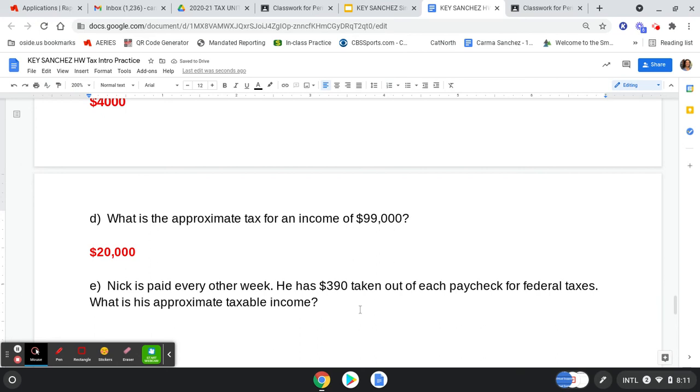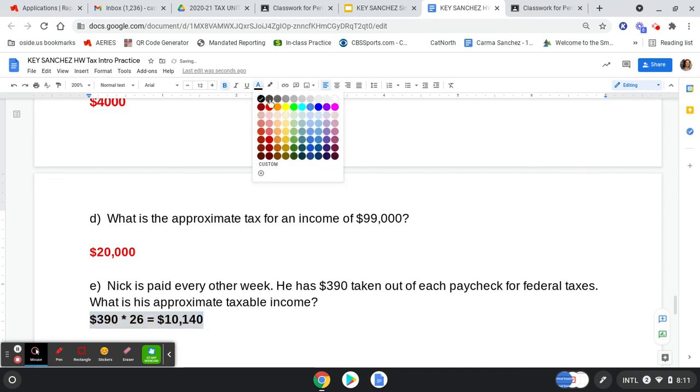Nick is paid every other week. He has $390 taken out for federal taxes. And so we need to calculate the full amount that's coming out as a tax amount. So $390 is coming out every other week, so that's being paid 26 times per year, or bi-weekly. So go ahead and take your calculators and calculate this amount to get the full tax amount. So I'm getting 10,140. How'd you do? And so that's our output. That's the tax amount that's come out of his check.